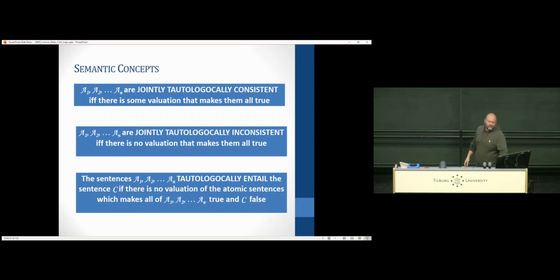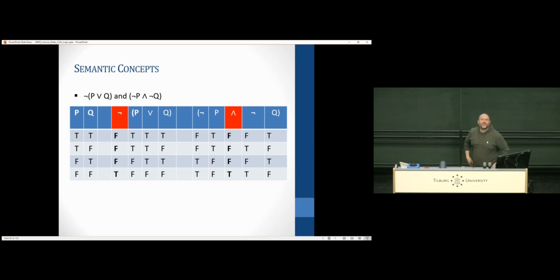So to go back a slide, to use our examples, are these two sentences jointly tautologically consistent? Is there even one valuation where they are all true? We're just looking here at our sentences, right? We're setting aside our matrix. Is there a row where the sentences are both true? If there is such a row, what does that mean? It means they're consistent, right?